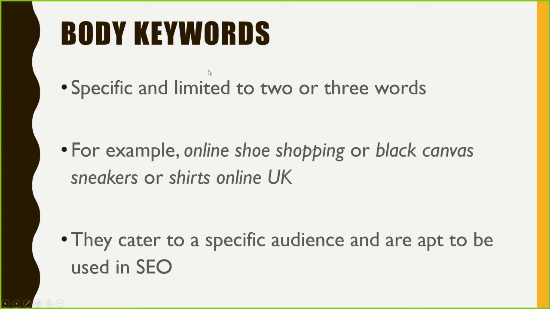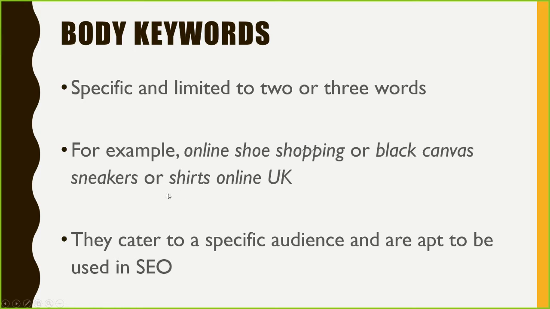Body keywords, excuse me, sorry. Body keywords are more so what we've been aiming at so far. These are specific and maybe only have 2 to 3 words. Essentially these are pretty specific areas like online shoe shopping. We can still see that it's a little broad, but we get a bit more specific there, right? So online shoe shopping is really broad, but black canvas sneakers are pretty specific. Now again, there might be hundreds of thousands of black canvas sneakers, but having that keyword in your site as a body keyword will be important.